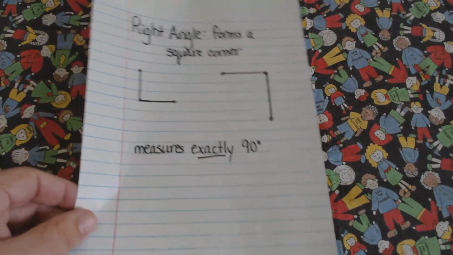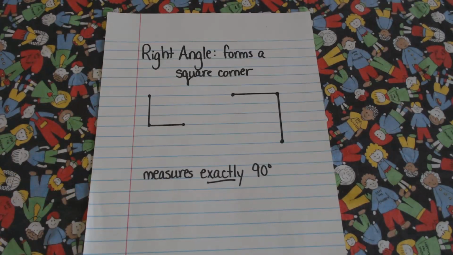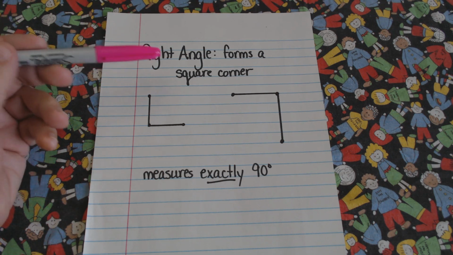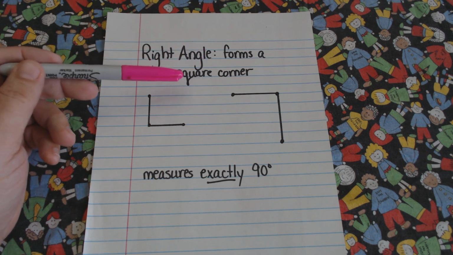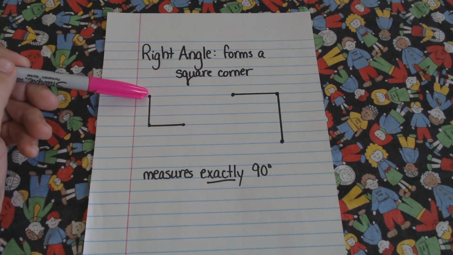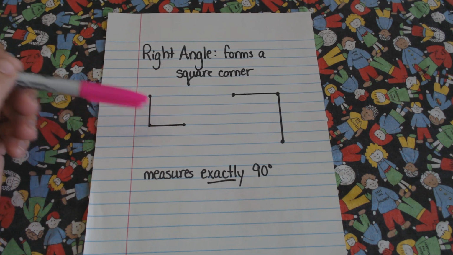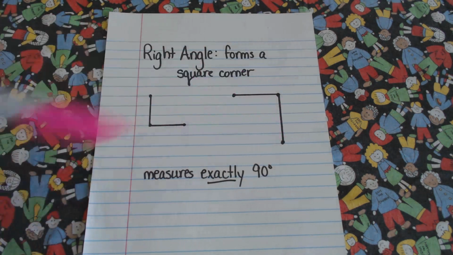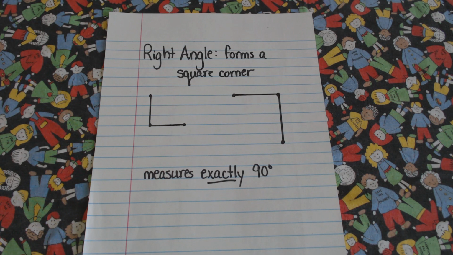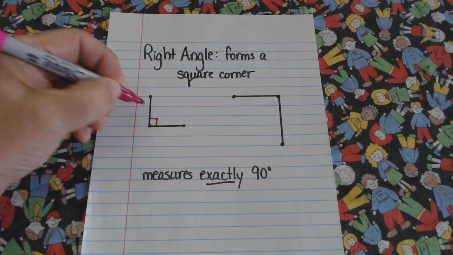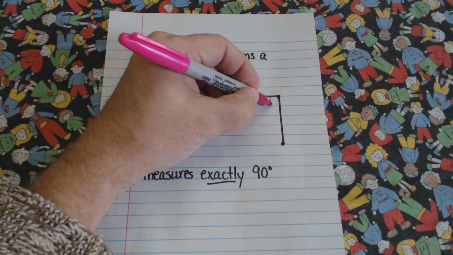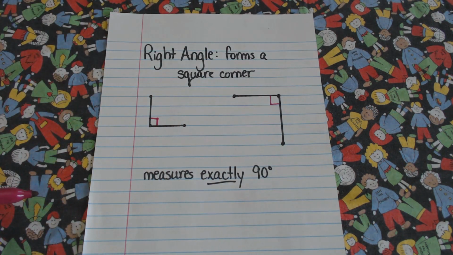Coming back to angles, we're now going to investigate many different kinds of angles. The first one is called a right angle. Right angles form square corners. So angles like this that form a square, or an angle like that forms a square, is called a right angle. We usually indicate right angles by drawing a little square in the corner. This tells us that that is a right angle.